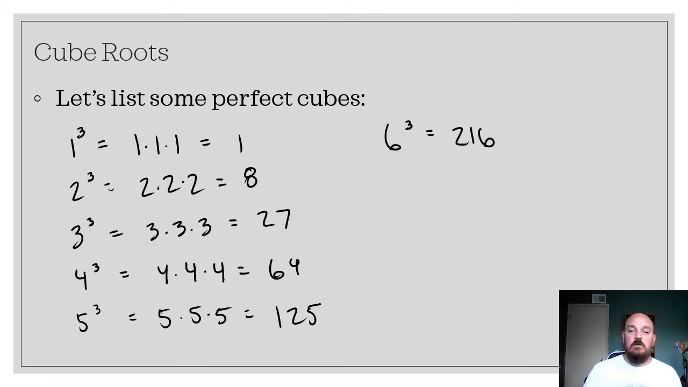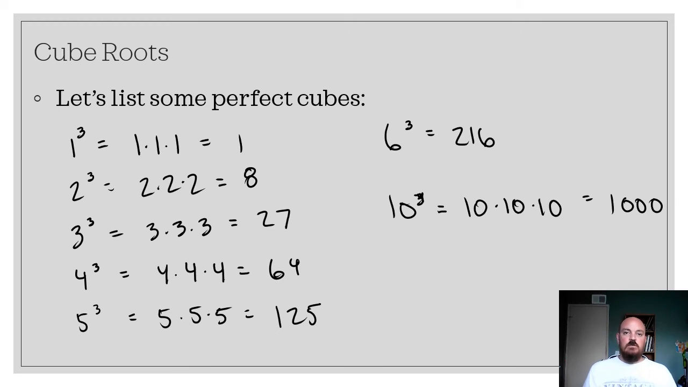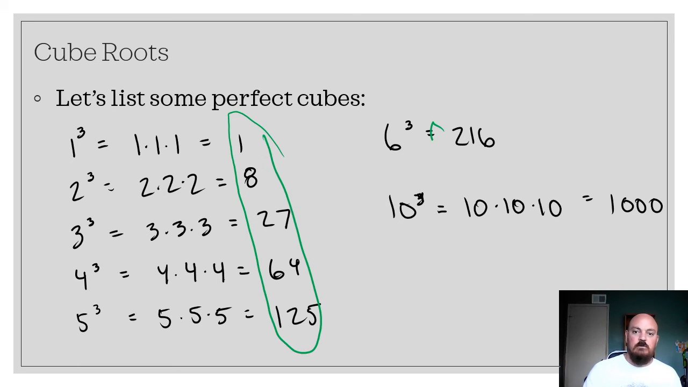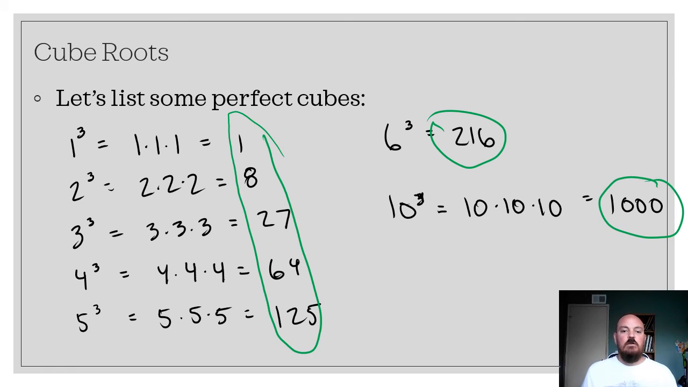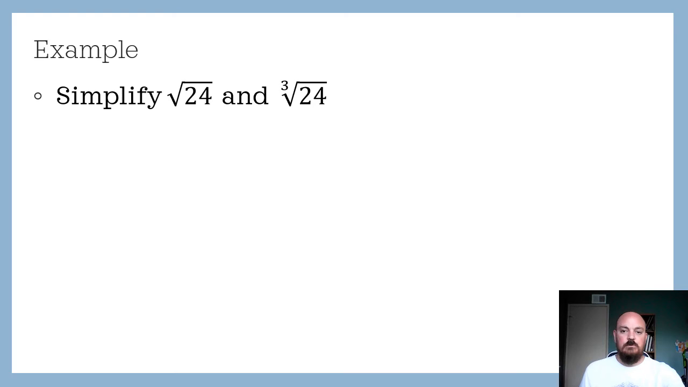One thing I will say though, 10's an easy one for any power. 10 cubed, 10 to the third power, 10 times 10 times 10 is just a 1 with 3 zeros after it. So 10 cubed is 1,000. That's another easy one to simplify. But basically, those are the factors you're looking for. If we're trying to simplify a cube root, we're trying to find one of these perfect cubes to divide by. So for our example today, we're only going to do one.